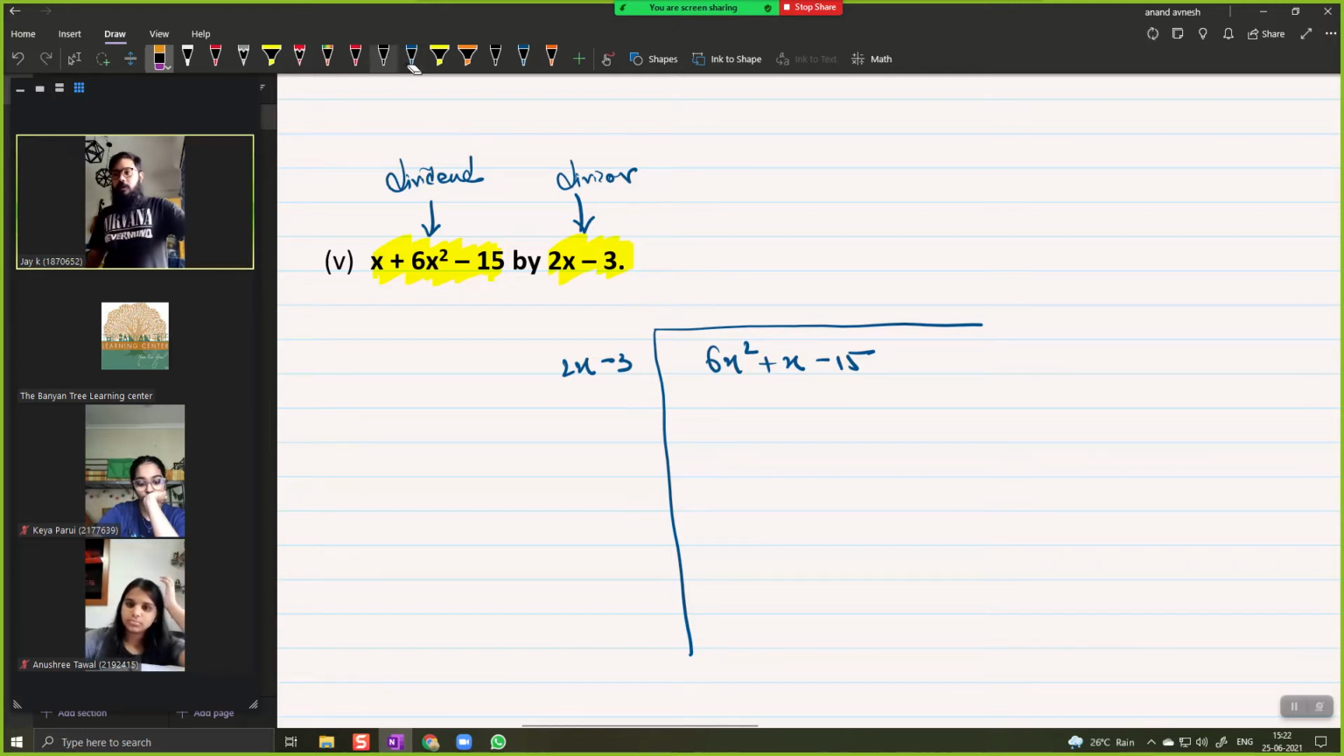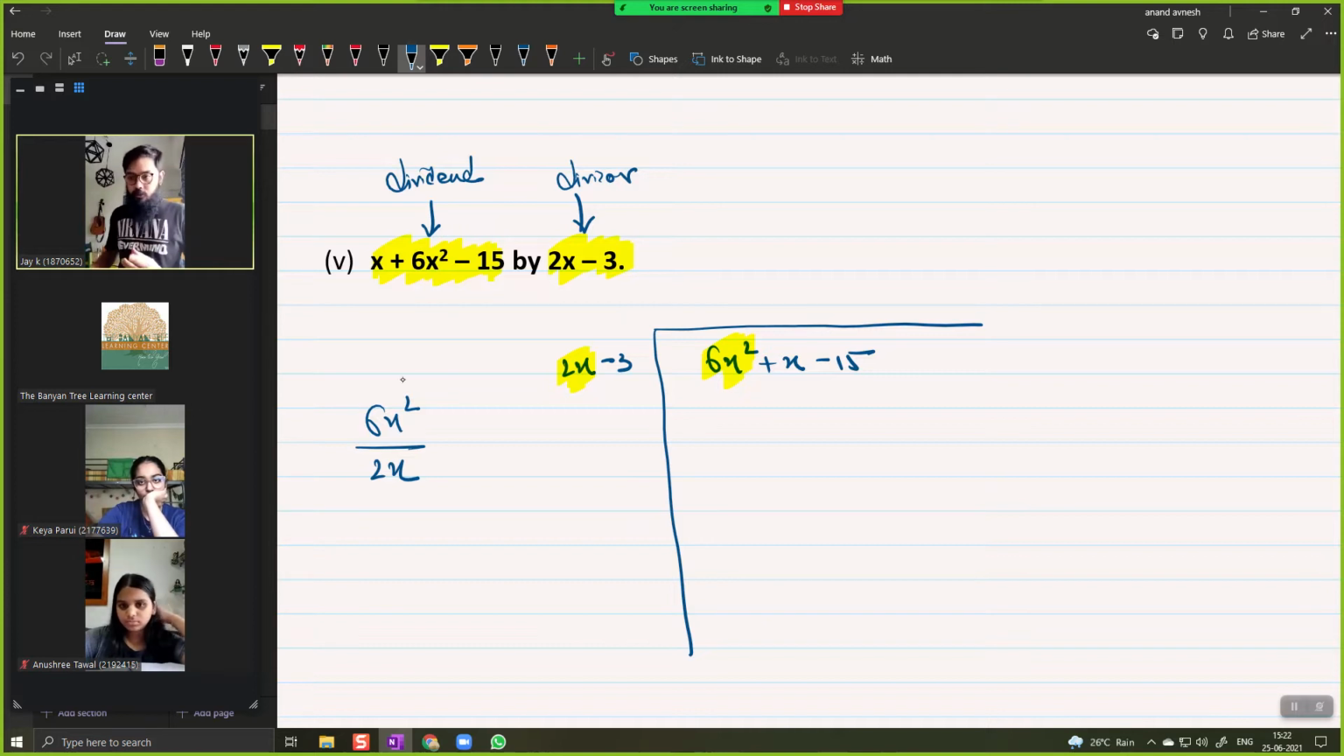Okay, what next? Next you select the first term of your dividend and the first term of your divisor. And here, the technique which I just taught you, that is division of monomials, will come to use. So you divide them separately: 6x square divided by 2x. Separate division.